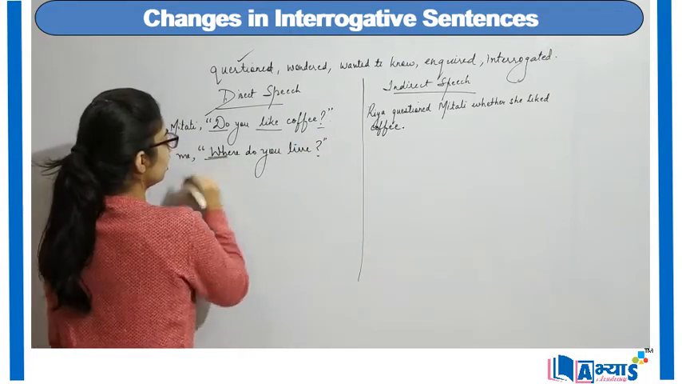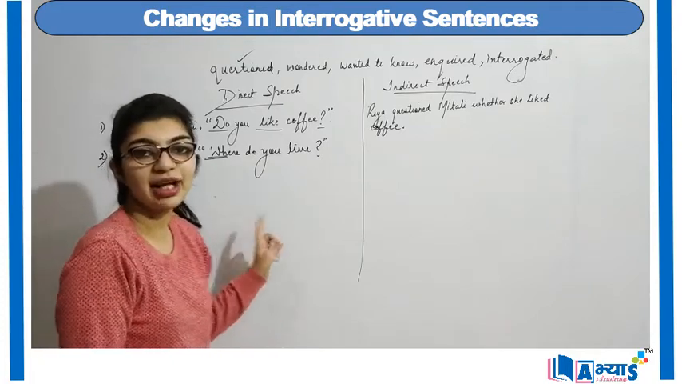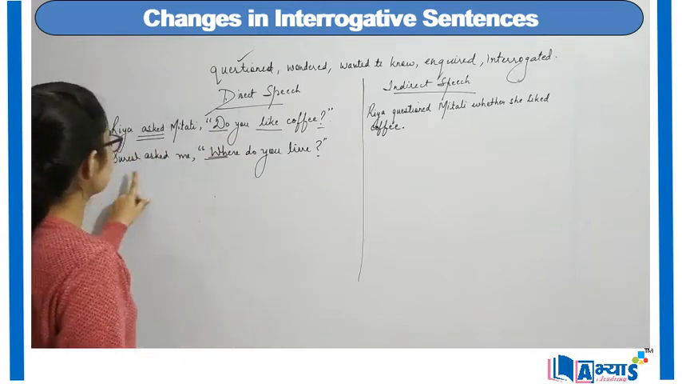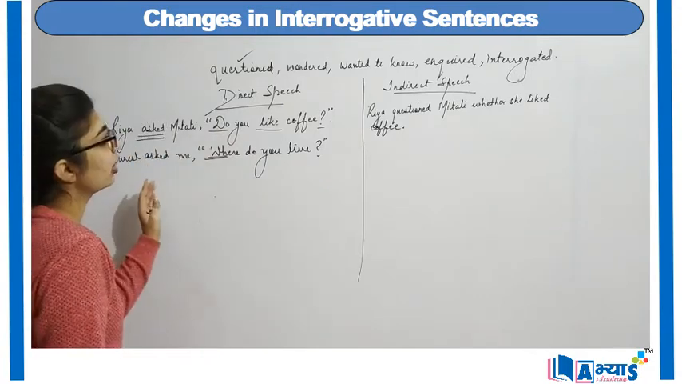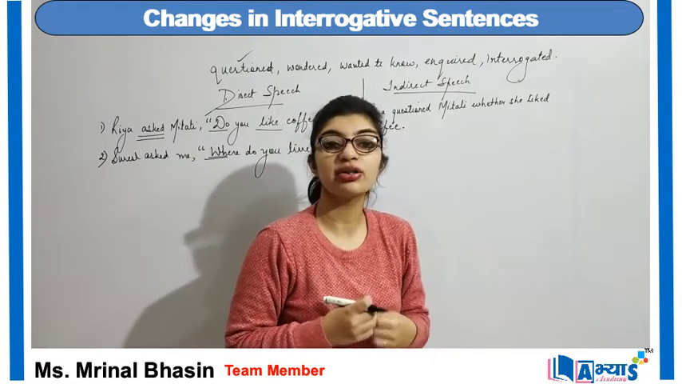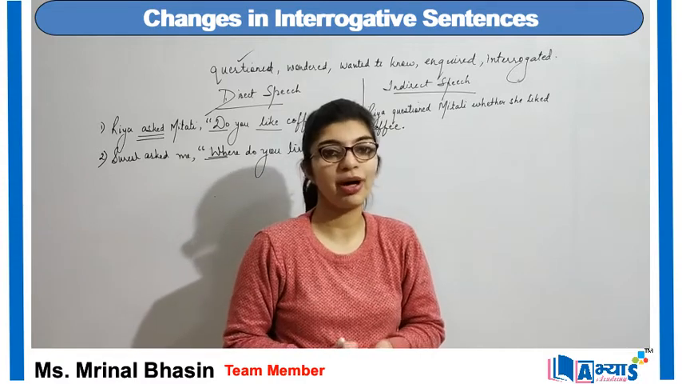Now this is a WH word. For a WH word, I said that my subject will remain the same. So I will start with Suresh. Now this is a kind of inquiry, right? Suresh wants to know, he is inquiring me about something.